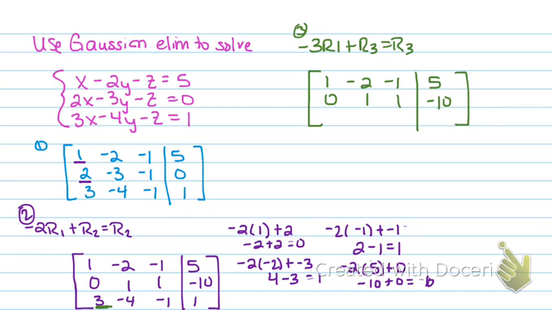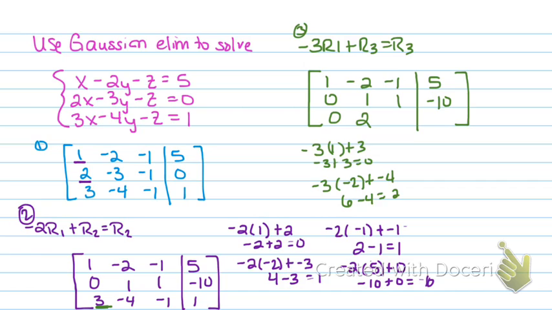Alright, so working this out, at -3 times row 1, which is 1, plus row 3, which is 3, so -3 plus 3 is 0. For the second column, I'm just going to write it below here. It's -3 times row 1, which is -2, plus row 3, which is -4. So we get, what's that, 6 minus 4, which is 2.